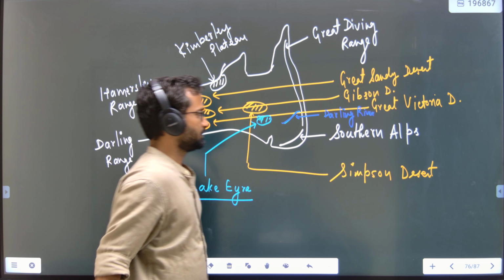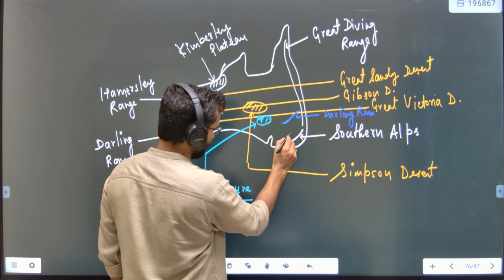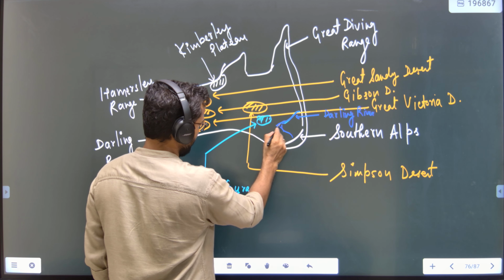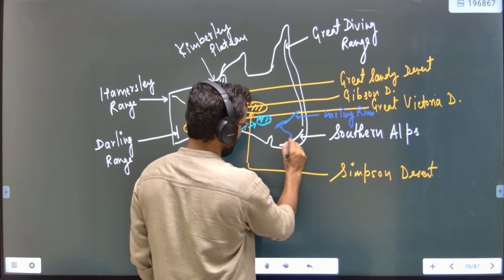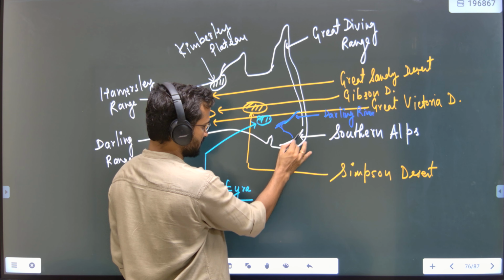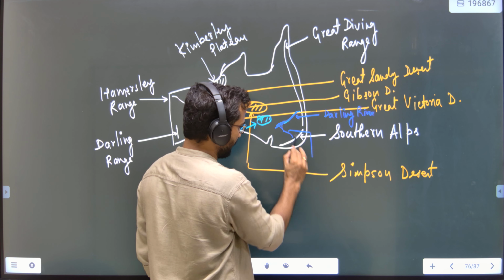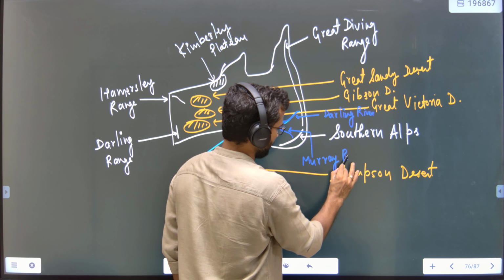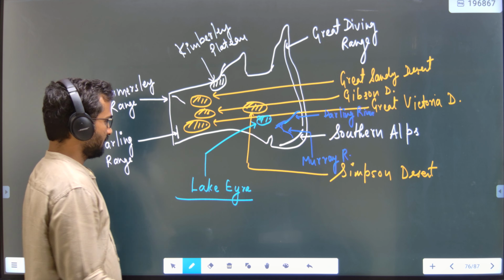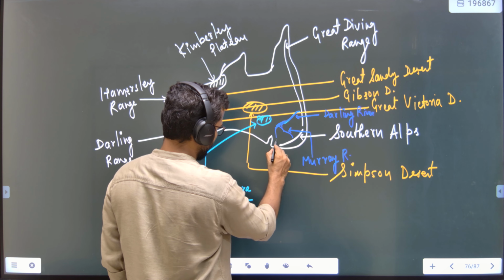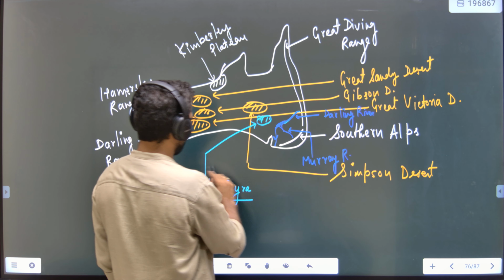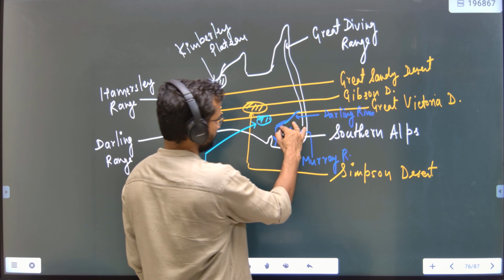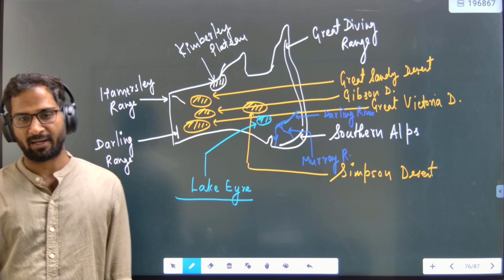Darling River. And from Southern Alps, another river originates, and later on they meet. This river which originates from Southern Alps is called Murray River. And finally, they drain into this Great Australian Bight. This combined river is called Murray-Darling River.